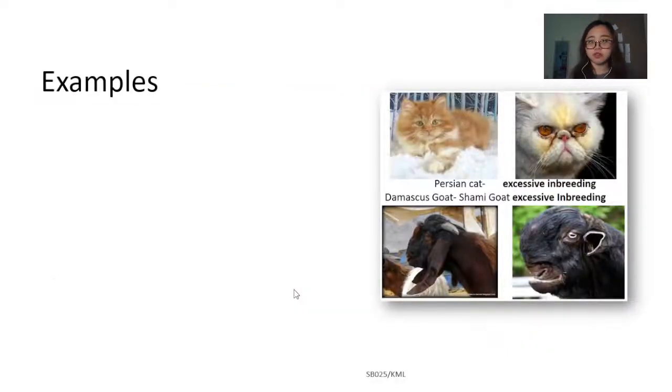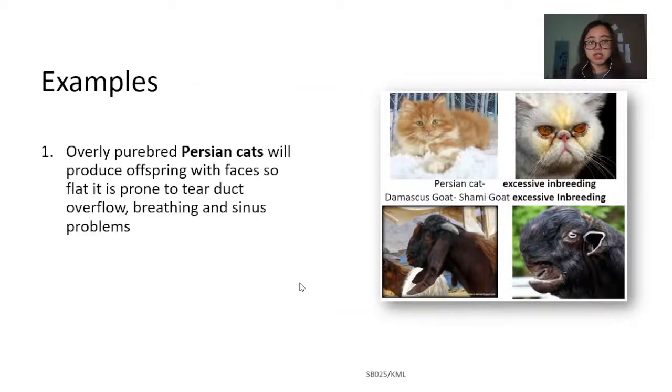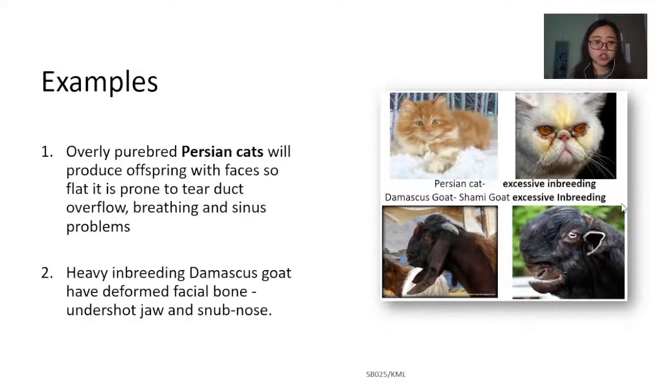Okay, so let's have a look at a few examples. So we have the first example, which is a type of domesticated animal. We have Persian cats. If you have overly purebred Persian cats, they will produce offspring with faces that are so flat, it is prone to tear duct overflow, breathing, and sinus problems. So it looks cute, but they're going to have a lot of health problems because of the way their faces are structured. So on this one here, this orange one is a not too inbred Persian cat. But this one is excessive inbreeding and it has these very exaggerated features.